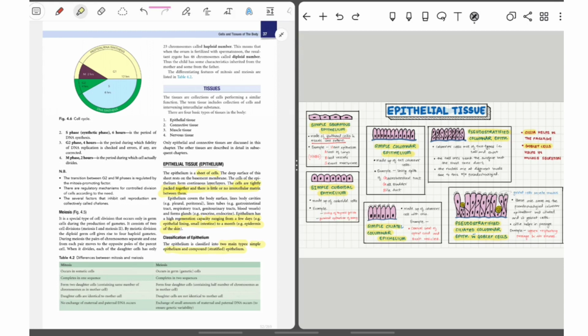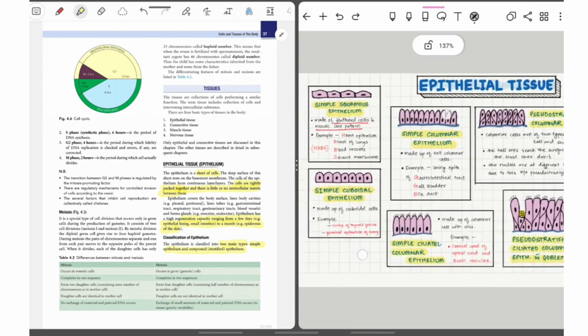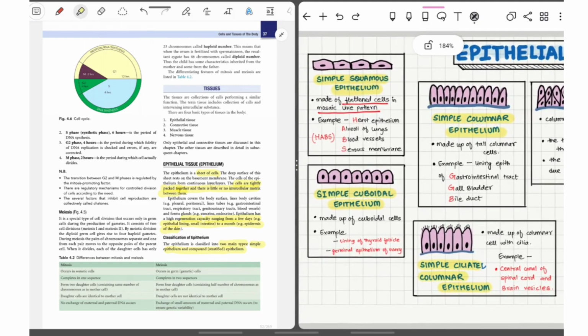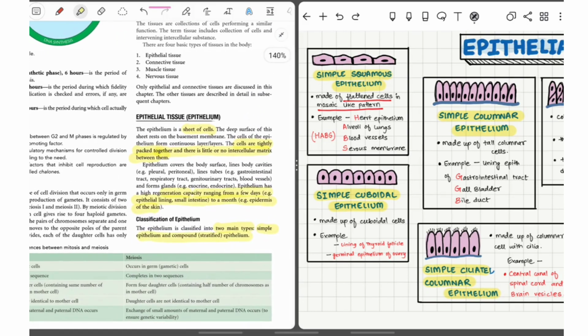So suppose we are reading the tissues chapter today. Now you have to open your book on one side and your notebook on the other side. I'm showing you digitally because I'm recording this video, otherwise I would like to work on pen and paper. So now suppose I'm reading the tissues part. I'll first read the lines: what is epithelial tissue? It is a sheet of cells, and the cells are tightly packed together with little or no intercellular matrix between them. They have a very high regeneration capacity. Now the classification of epithelium: it is divided into two main types, simple epithelium and compound stratified epithelium.